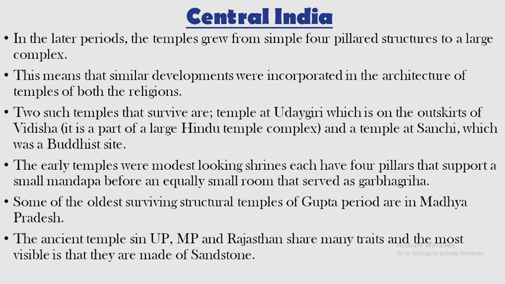The early temples were modest looking shrines. They will have four pillars that support a small mantapa before an equally small room that served as Garbhagriha. Some of the oldest surviving structural temples of Gupta period are in Madhya Pradesh. The ancient temples are in UP, MP and Rajasthan. They have the same traits, and most visible is they are made of sandstone which was locally available.